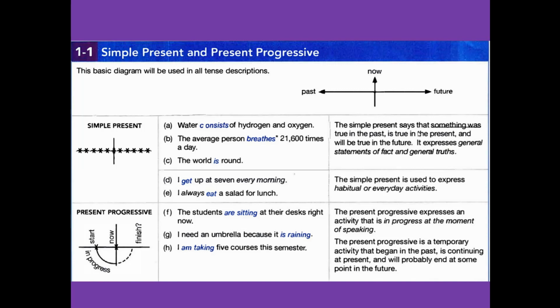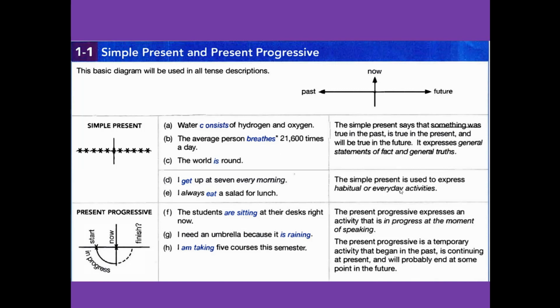The simple present says that something was true in the past, is true in the present, and will be true in the future. It expresses general statements of fact and general truth. The examples of general statements of fact and general truth are in the sentences. Water consists of hydrogen and oxygen. The average person breathes 21,600 times a day. The world is round.